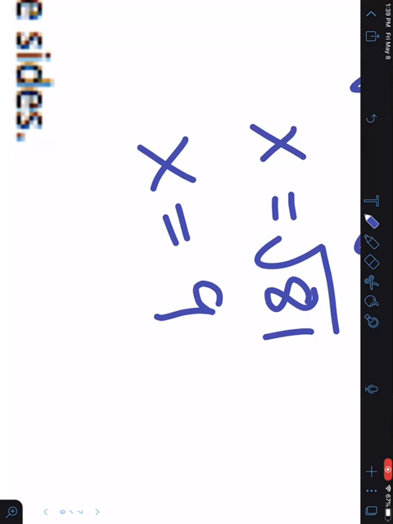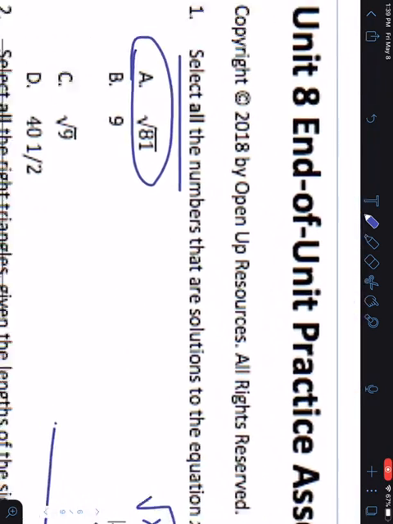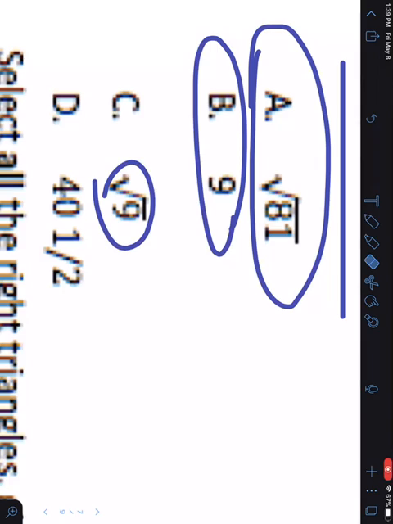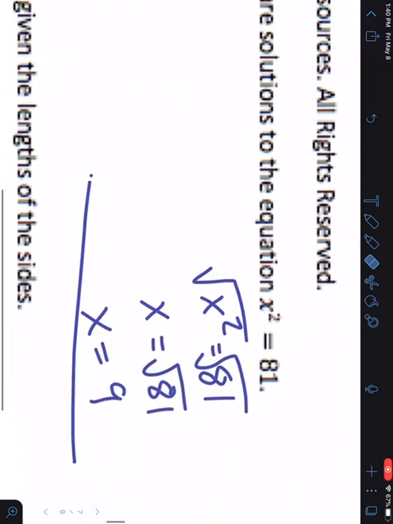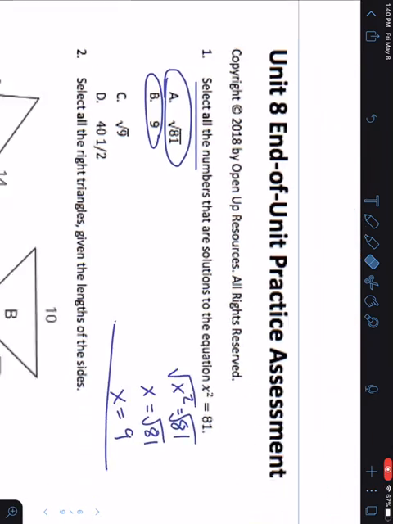If we do 9 times 9, we get 81. So 9 is also an answer that completes this problem. So A and B are your answers. The square root of 9 is 3. If we do 3 squared, we're going to get 9, not 81. 40 and 1/2, if we multiplied it by 2, would equal 81, but 40 and a half squared is definitely not 81. It's going to be higher than 1,600. All right, perfect. So A and B are the 2 correct answers there.